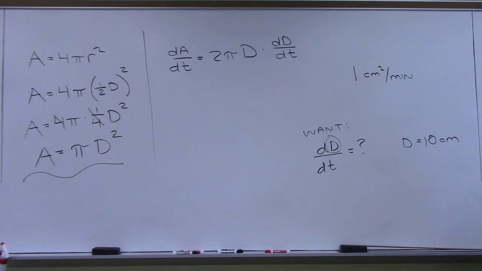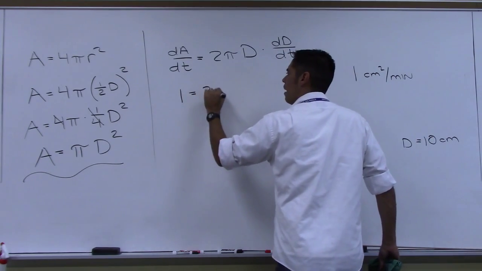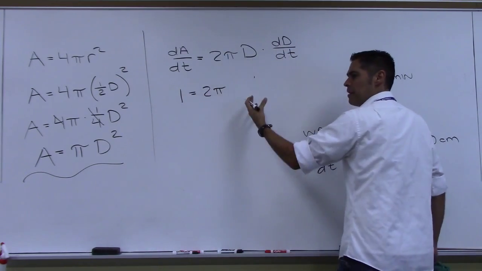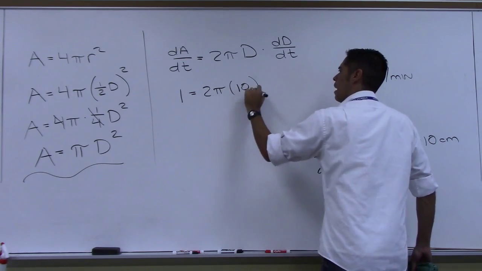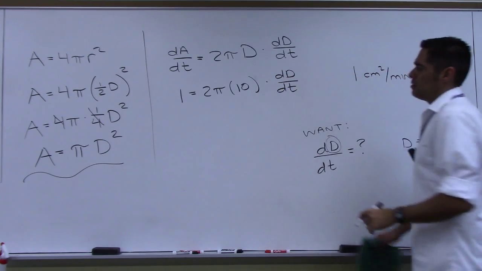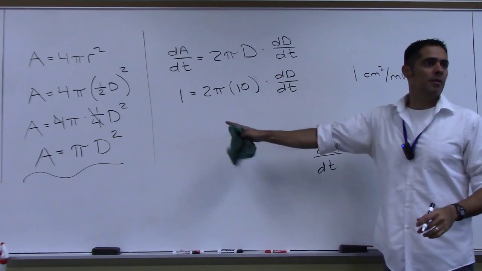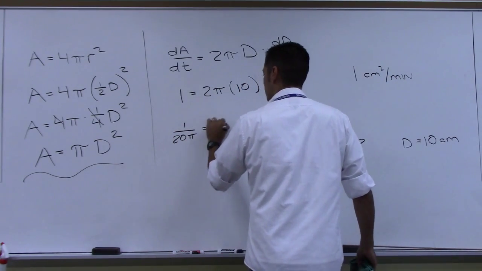Now you just plug everything in. dA/dt was given to you to be 1. 2 pi, and then capital D. Now we can fix everything in time. This is going to be, what, 10? And then dD/dt is what you're trying to solve for. And so you get 20 pi here. You divide both sides by 20 pi. You get 1 over 20 pi is dD/dt.